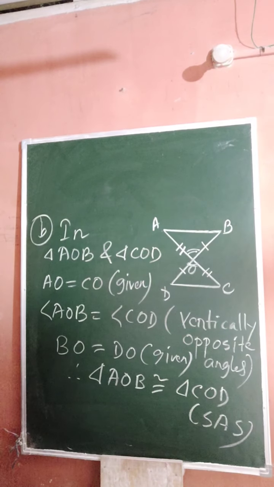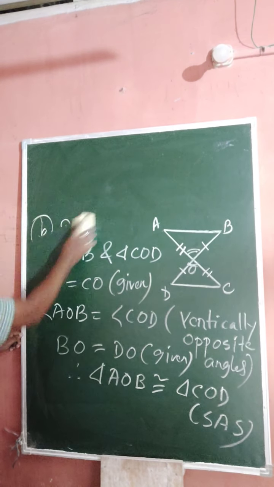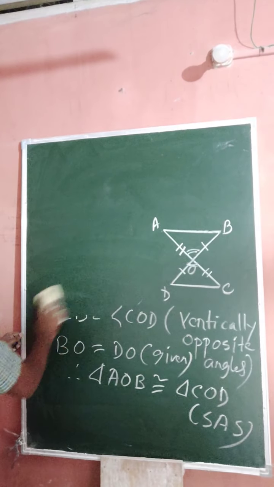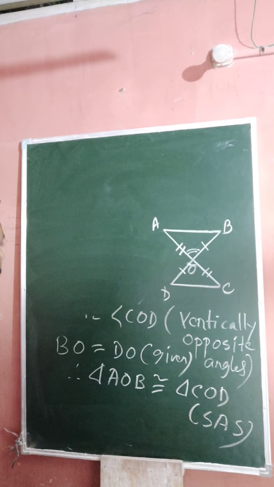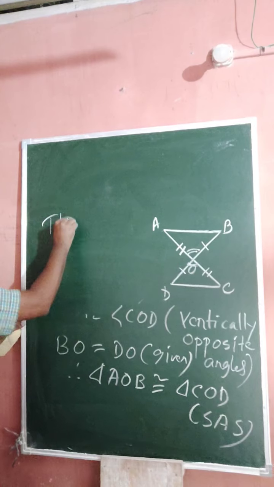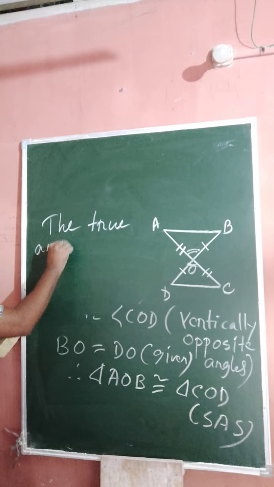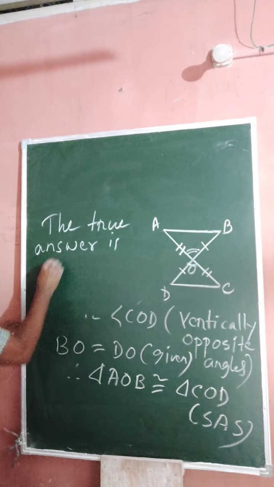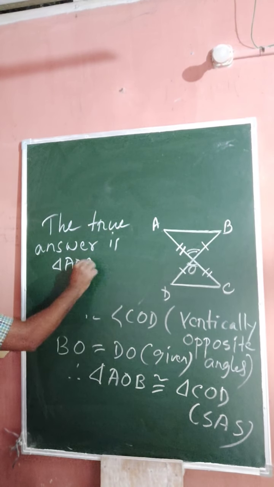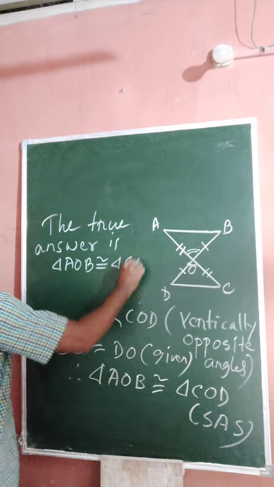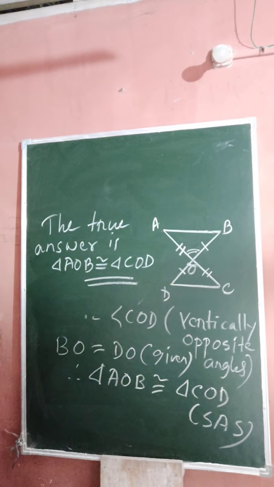Lastly, you can write, so the true answer is triangle AOB congruent to triangle COD.